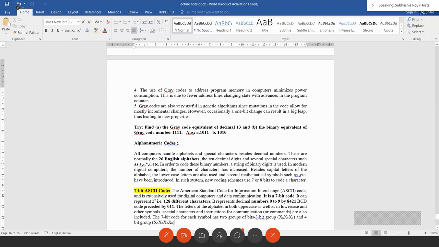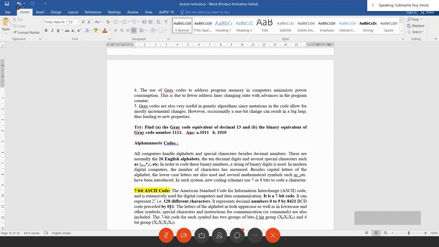This is known as ASCII code, American Standard Code for Information Interchange. It is an international standard. It uses a 7-bit code. It can be used to represent 128 different characters, among them the decimal numbers 0 to 9, which are represented by the 8421 BCD code format. And what about the other 3 bits? Those bits are 011. So basically this is all about the codes.